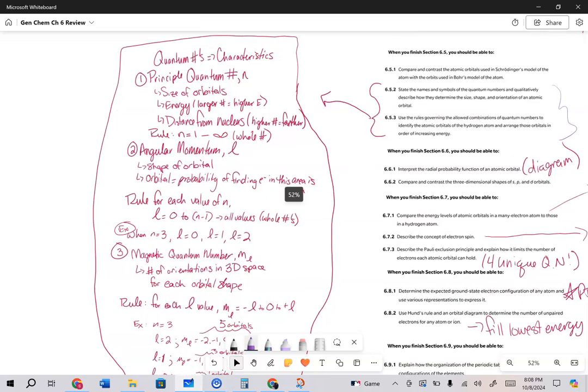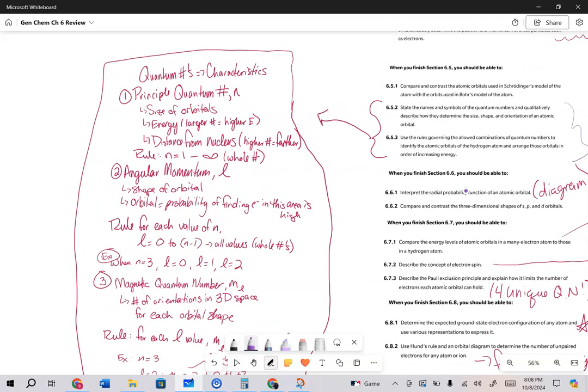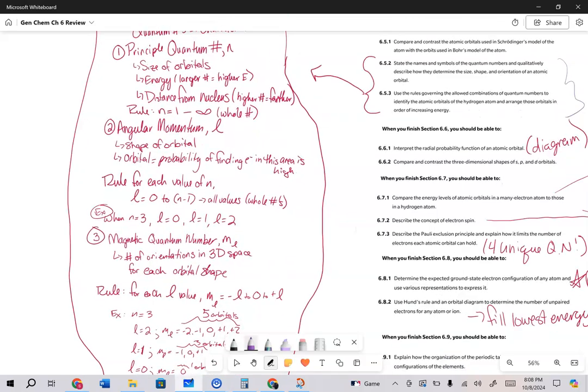The first thing I need to remind you of is the fact that quantum numbers are characteristics. The first quantum number was given by a letter n. Remember, n represents the size of orbitals and gives us the amount of energy that the orbital might have. So an n equal 1 is going to have lower energy than maybe an n equal 3 or an n equal 4, and so on and so forth. It also indicates the distance from the nucleus the electrons can be found in. Each one of these has a rule and some examples moving forward.